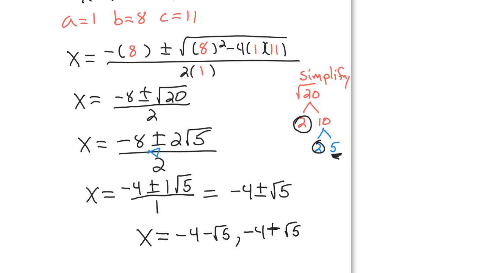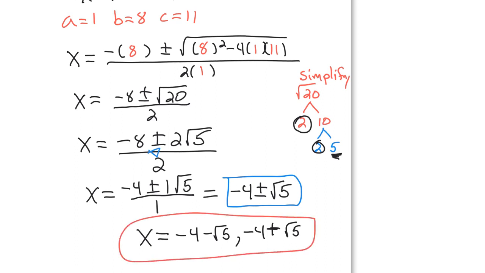So again, you can ask your teacher what they want for the answer, but you can have this answer, negative 4 plus or minus square root of 5, or this answer, negative 4 minus the square root of 5, comma, negative 4 plus the square root of 5. So I'm just going to put a box around the two, so either one works in my class.